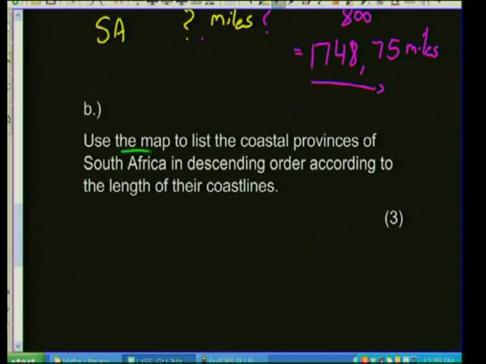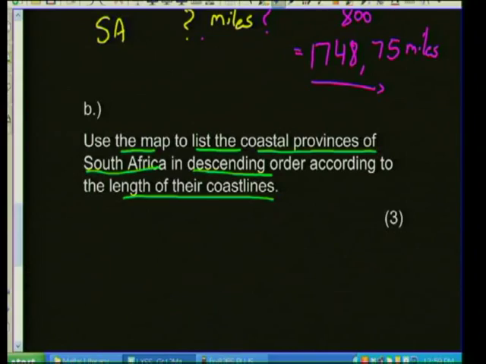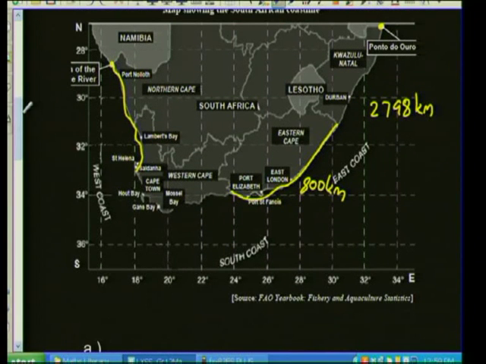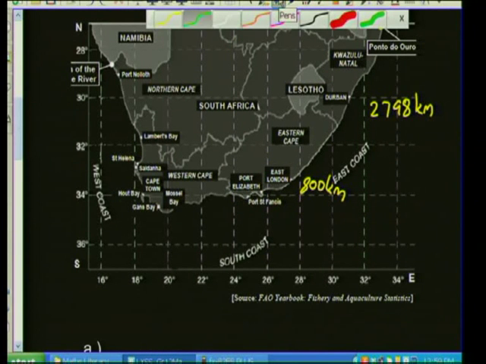It says, use the map to list the coastal provinces of South Africa in descending order according to the length of their coastline. So descending means we're going from biggest to smallest, and we're looking at the length of their coastline. So we're going to go back to our map, and I'm going to delete these yellow lines that I had, and I'm looking at the following. So I've got 4 coastlines that are actually here. Let's get a pen for this.